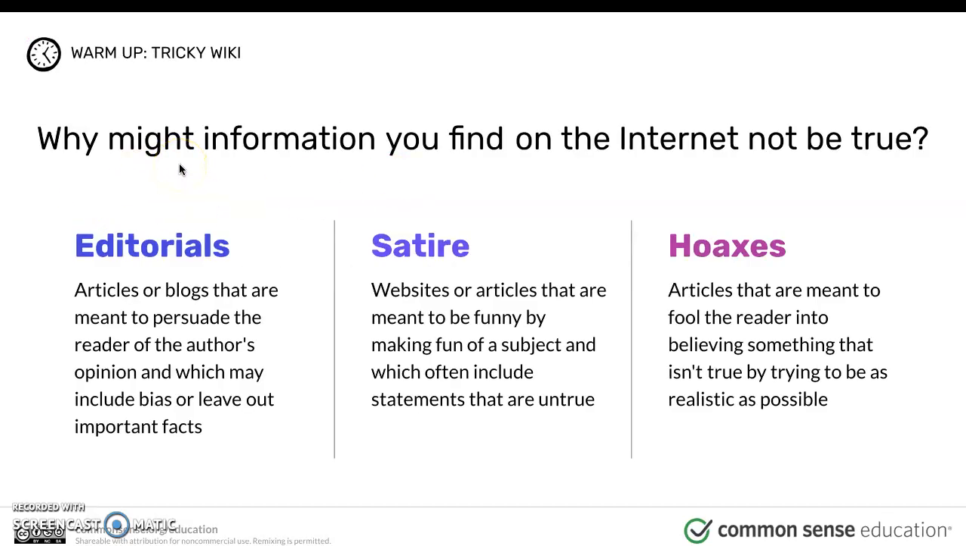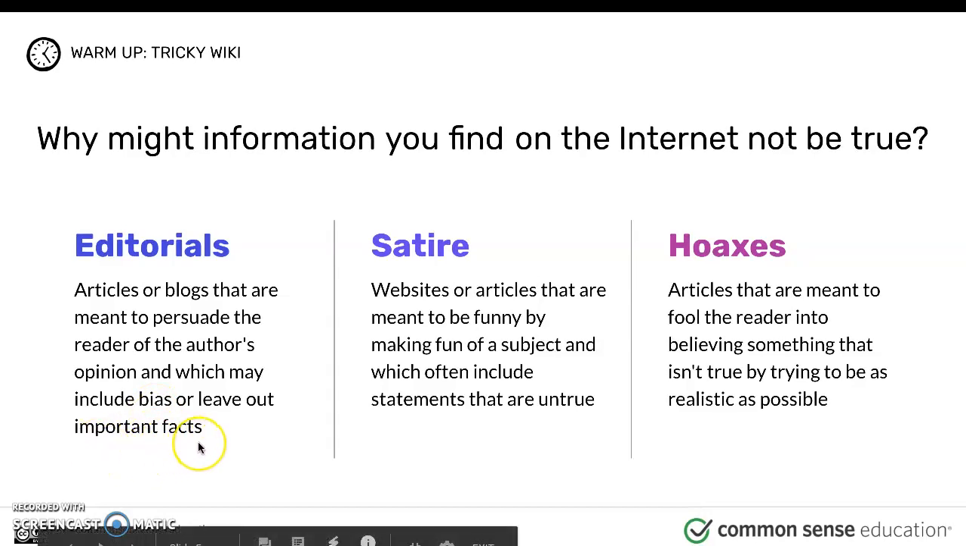So why might information you find on the internet not be true? Here are 3 reasons why it could not be true. Editorials, that's when anyone can write their own opinion. So that's an article that is meant to persuade the reader and try to convince them of their way of thinking. And this may include bias, which is when you feel a certain way, and it could leave out important facts because they don't care about the facts, they care about you believing what they say.